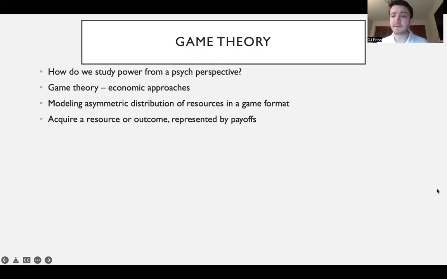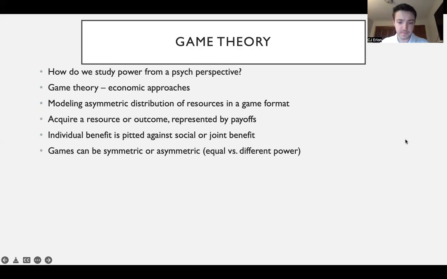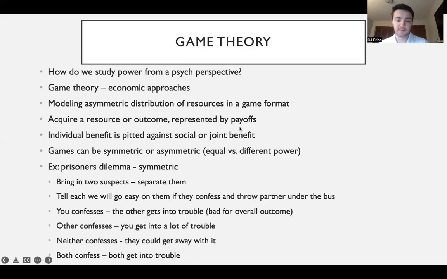And so in these game formats, people will acquire a resource or an outcome. Oftentimes, this is in the format of either points or monetary bonuses or something like that. And the individual in these power scenarios is usually pitted against either a social or a joint benefit with others playing the game. And again, these games can be either symmetric or asymmetric. So by that, I just mean that the games can be set up where people either have equal power or they have different power. And so we'll go over a few examples of that.